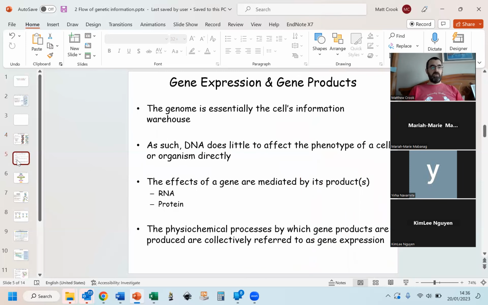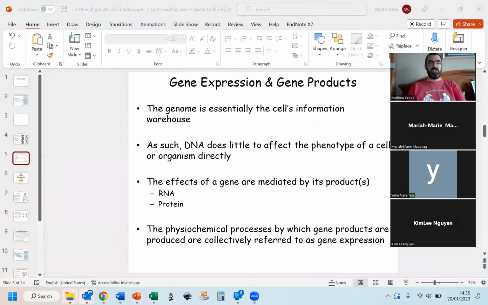Right? So moving on to gene expression. Gene expression is basically DNA gets copied into mRNA, and that's used to make protein, right? So proteins are the things that do stuff.